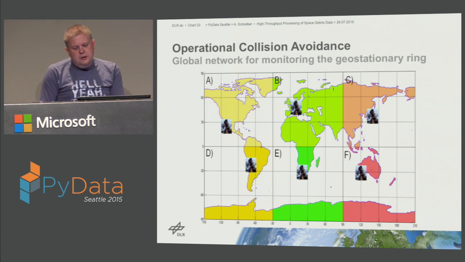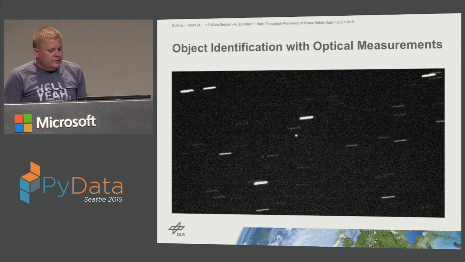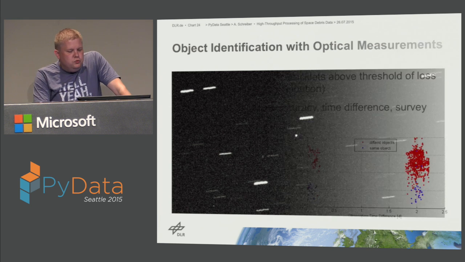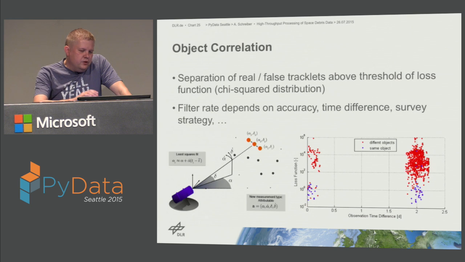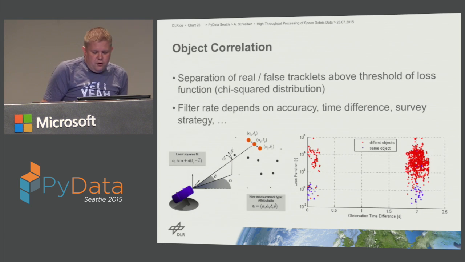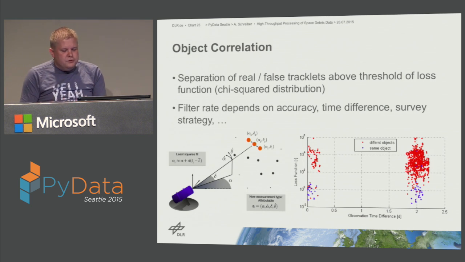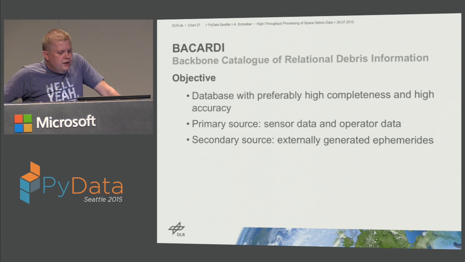And then there's data that we get, like images like this, with space debris objects in the middle, and we then do computations to do the object correlation to get the tracks and the orbits of the space debris particles. This is the part where I'm not going into details. What I'm talking about now is a software for managing the overall database infrastructure and the computation of orbits and so on. It's called BACARDI. It's Backbone Catalog of Relational Debris Information.